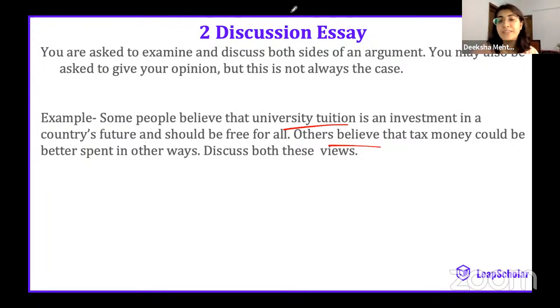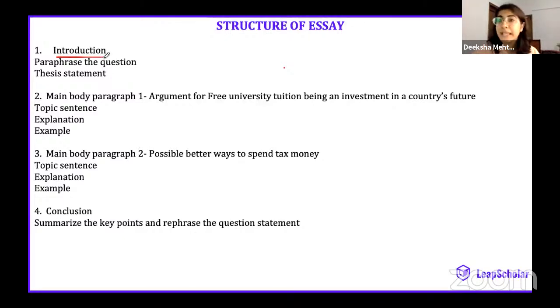How can I modify my structure now? The same structure I'm going to modify. My introduction remains the same. Now my body paragraph 1 will discuss one side. I will support the argument for free university tuition. And my second body paragraph will support the second argument. So talk about different possible better ways to spend tax money. For example, building infrastructure or healthcare, right? So suggesting different other ways where I can spend tax money.